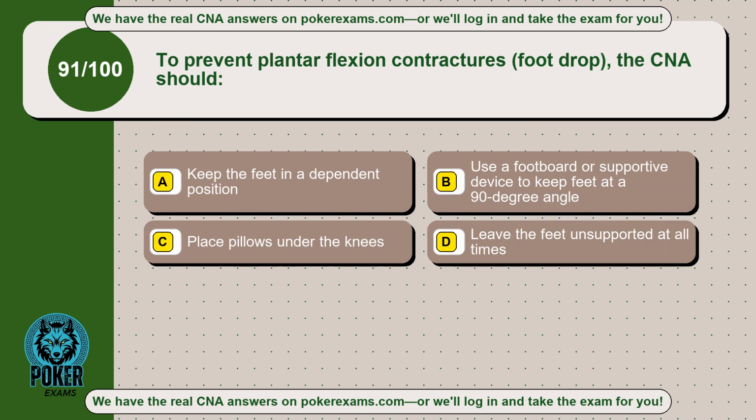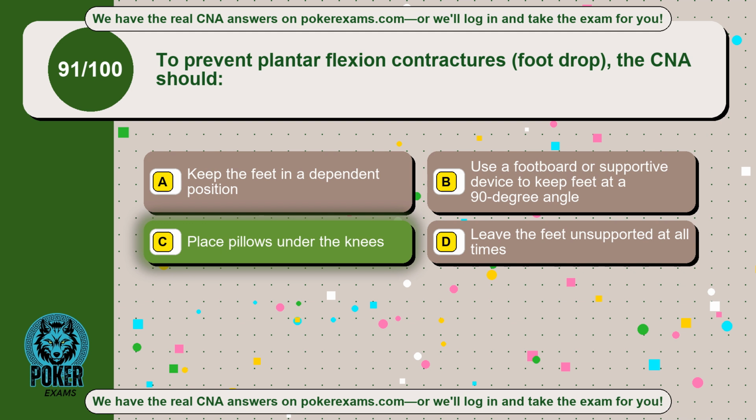Question 91. To prevent plantar flexion contractures, foot drop, the CNA should: Option A, keep the feet in a dependent position. Option B, use a footboard or supportive device to keep feet at a 90-degree angle. Option C, place pillows under the knees. Option D, leave the feet unsupported at all times. The correct answer is option C, place pillows under the knees.